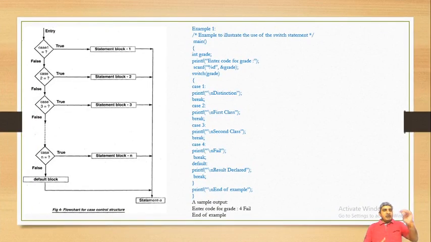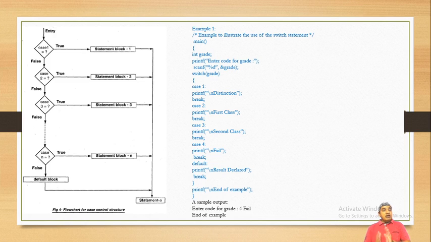Now, entry case 1, if it is true, statement block 1 is executed, and after execution of statement block 1, statement A is executed. But if the condition is false, the second case is checked. If it is true, then statement block 2 is executed, and after that statement A is executed. But if the second case is false, then we check the third case. If it is true, then statement block 3 is executed, and after it, statement A is executed.